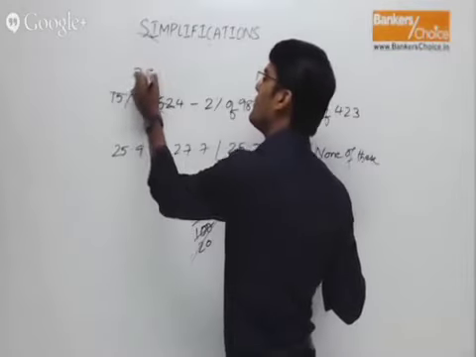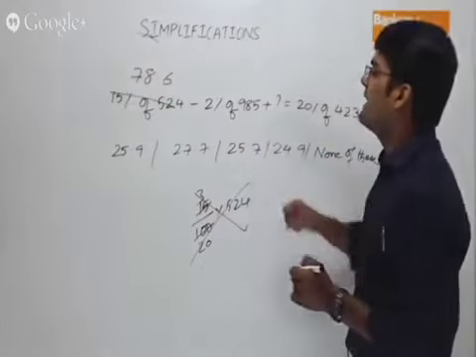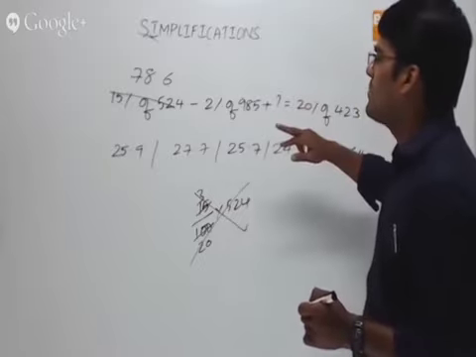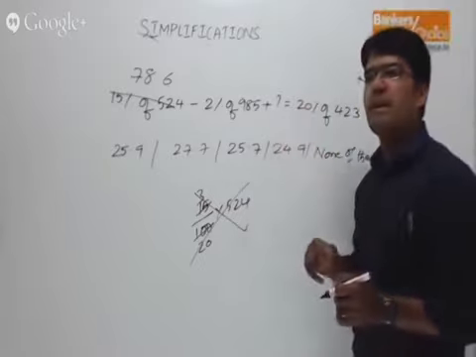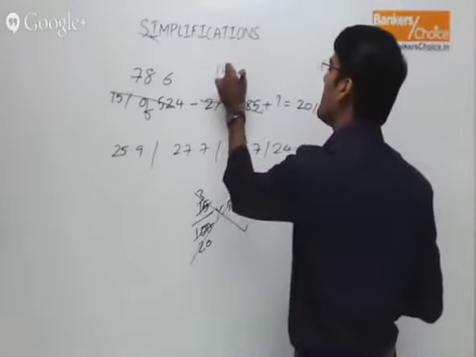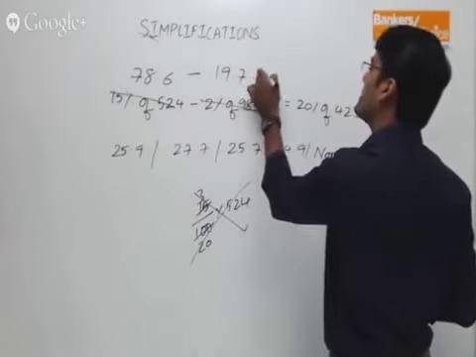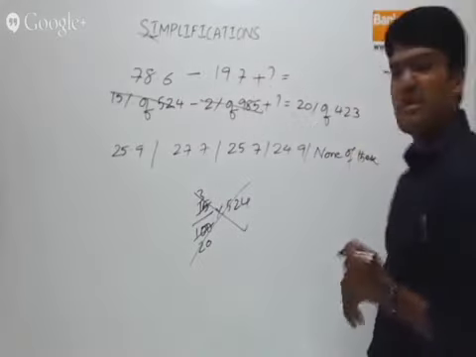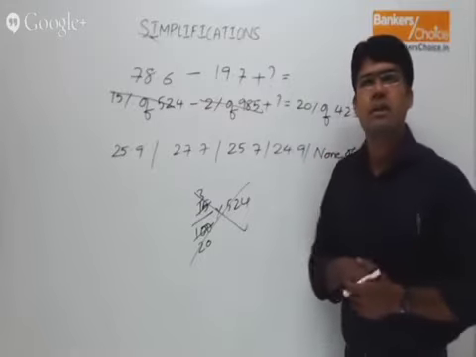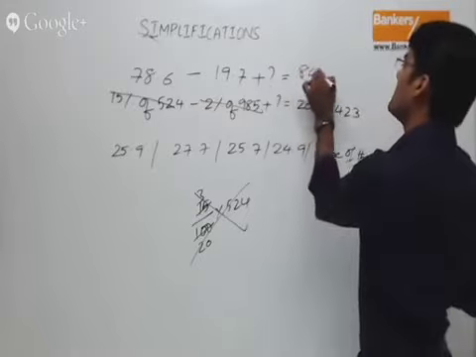This part is 78.6. 2% of 985. 1% is 9.85. 2% will be double. So 9.85. 9 doubles 18. 0.85 doubles 1.7. 18 and 1.7 will be 19.7. 19.7. Negative sign. Plus some question mark will be equal to 20% of 423. 10% is 42.3. 20% has to be double. So 84.6. Yes, this is 84.6.